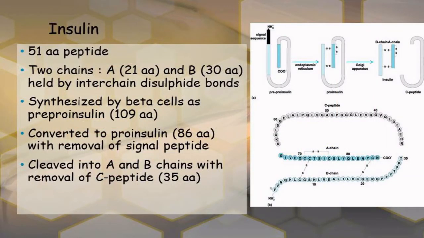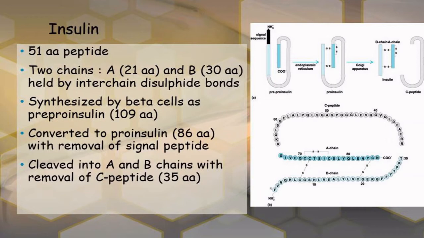We'll go into the details of insulin. So insulin is a 51 amino acid peptide, and it has two chains, the A chain and the B chain. And the chains are held together by interchain disulfide bonds. So you have interchain disulfide bonds and intrachain disulfide bonds.